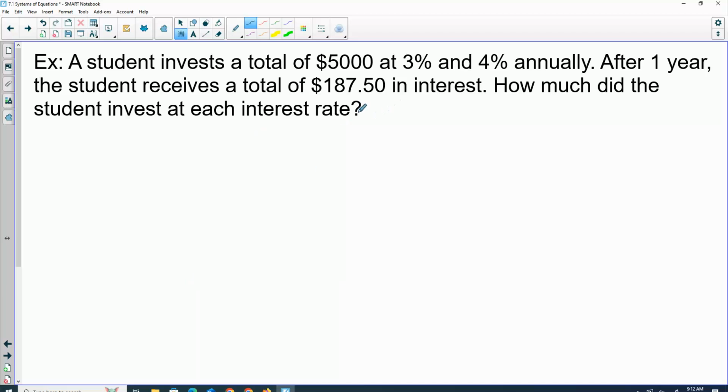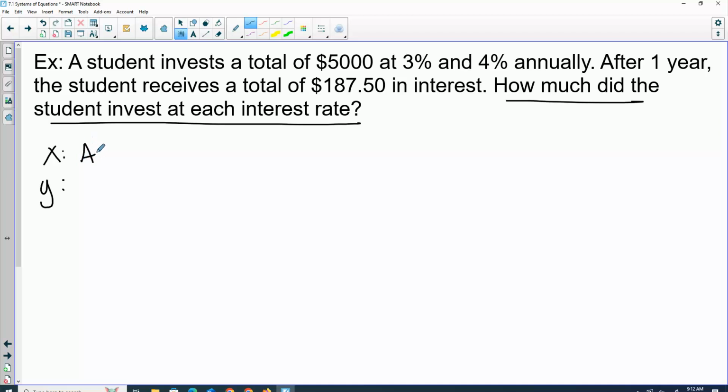A student invests a total of $5,000 at 3% and 4% annually. After 1 year, the student receives a total of $187.50 in interest. How much did the student invest at each interest rate? So my question, how much did they invest at each interest rate? That really tells me what my variables are.